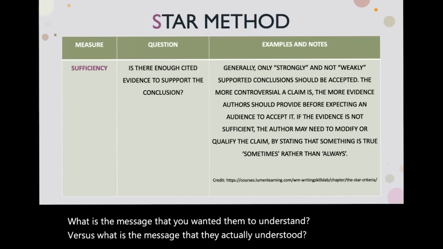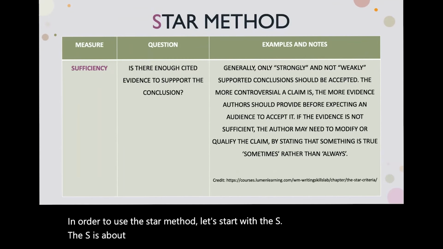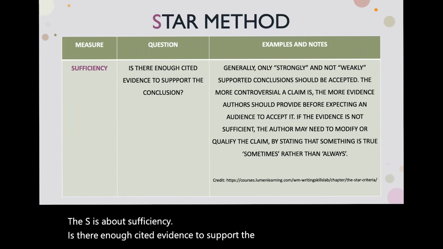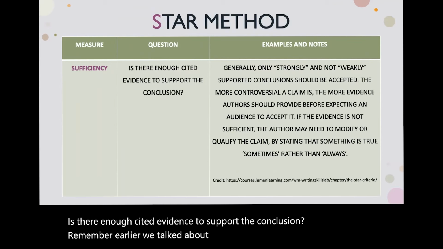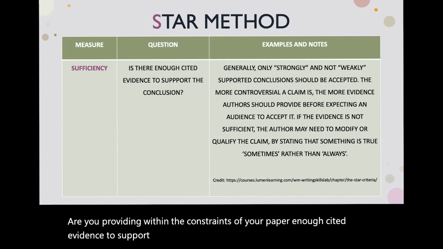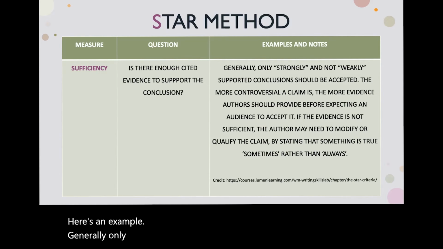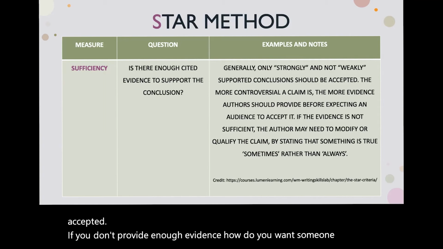Well, in order to use the STAR method, let's start with the S. The S is about sufficiency. Is there enough cited evidence to support the conclusion? Remember earlier, we talked about being complete. Are you providing, within the constraints of your paper, enough cited evidence to support the conclusion that you want them to get? Here's an example. Generally, only strongly and not weakly supported conclusions should be accepted. If you don't provide enough evidence, how do you want someone to really accept that you've made your point?